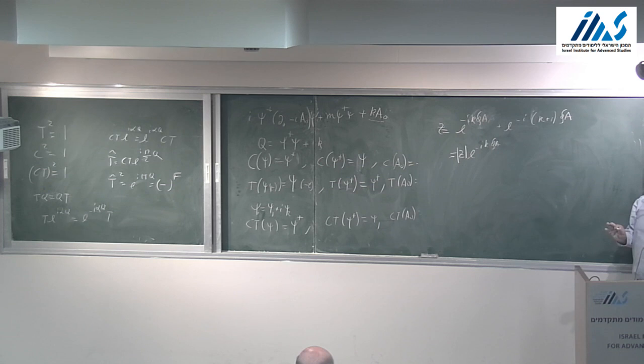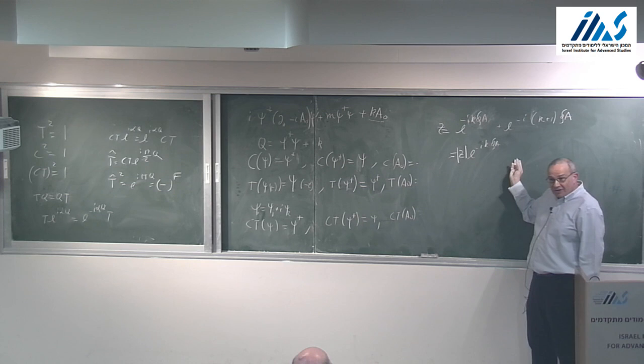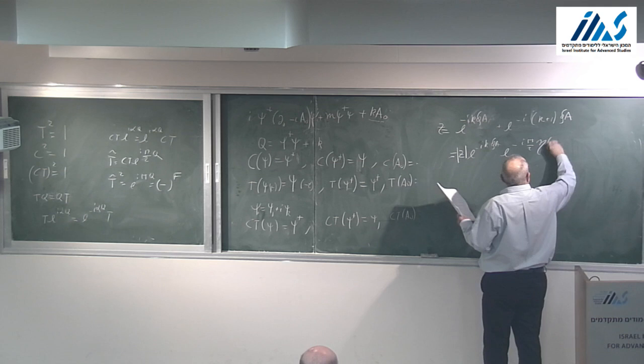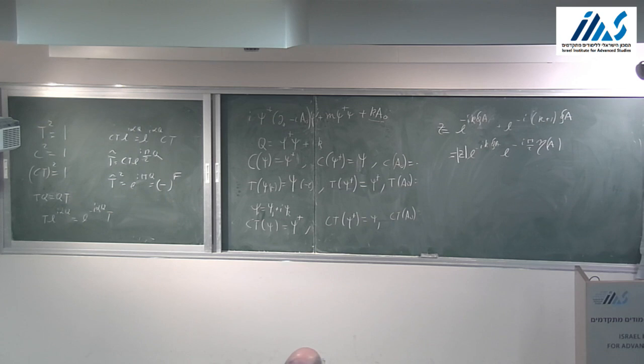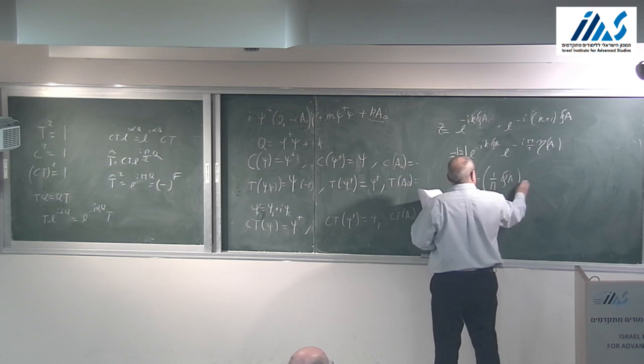We have a complex number. We wrote it as a phase times its absolute value. So the rest must be a phase. So let's give it a name: e to the minus i pi over 2 eta of A. And I'll leave it as an exercise for you to show that eta of A is 1 over pi integral of A mod 2.